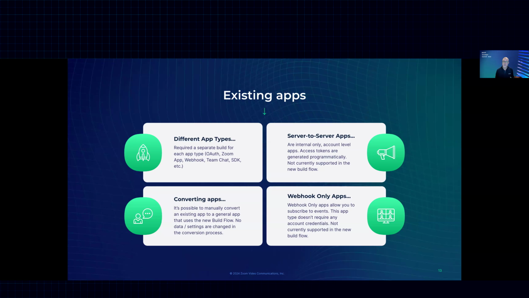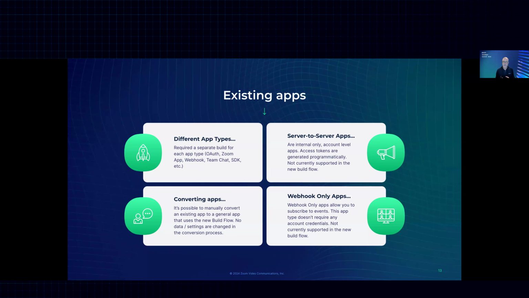So we touched on that in the demo. What does that mean? A server-to-server app is an internal only app at the account level, and the access tokens are generated programmatically. So it does use OAuth, but there's no user or admin authorizing your app in this app type. So it's done programmatically on the back end where you generate those tokens. They expire after an hour. If you need another one, you just generate another one. So that app type will still be available, as will the webhook only app.